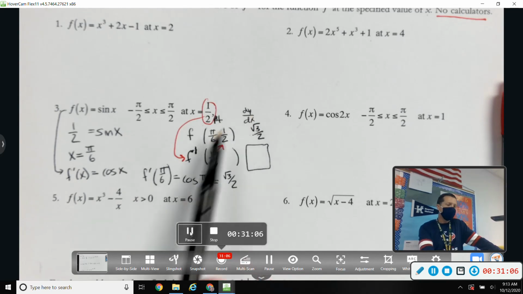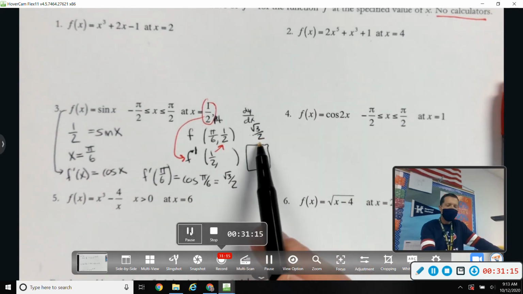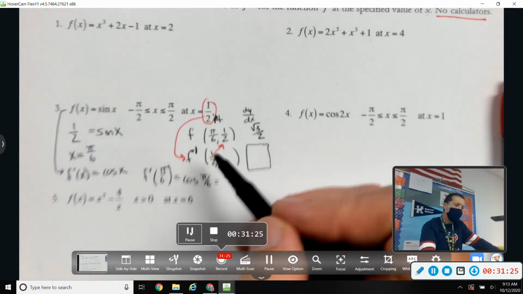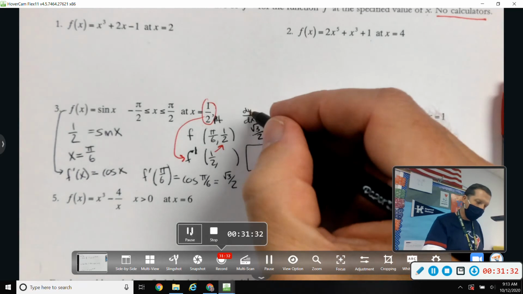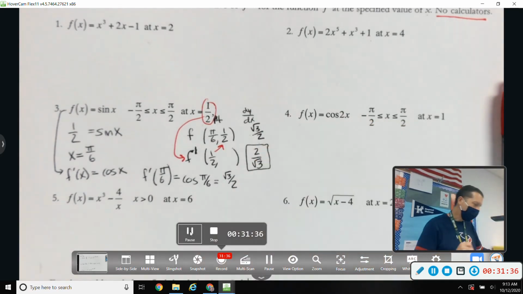The derivative of the inverse at 1/2. How am I going to get that? If I know this answer, what goes in the box? How are they related? 1 over that. I'm just going to flip it over because inverses and originals are reciprocals, or you switch the x and the y, which for dy dx means you get a reciprocal. So my answer is 2 over root 3.